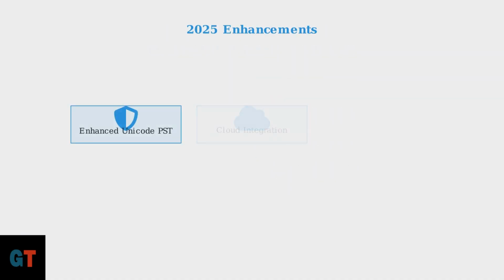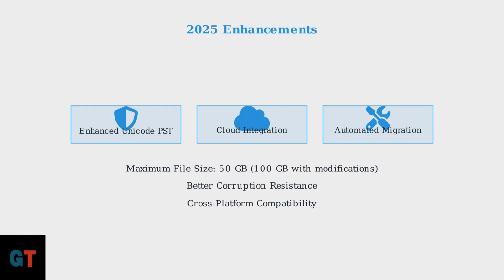Microsoft has significantly enhanced PST file handling in Outlook 365 for 2025. These improvements include enhanced Unicode PST formats with better corruption resistance, seamless cloud integration, and automated migration tools.